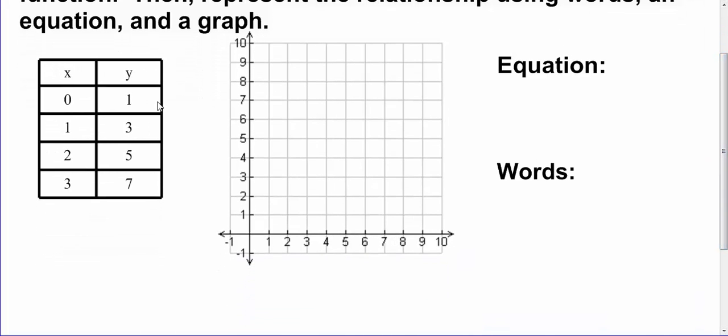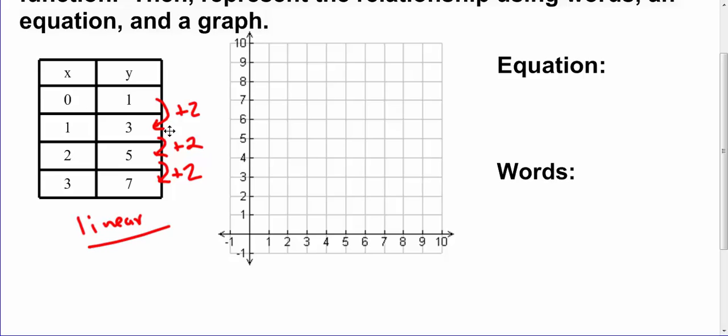Now I'll tell you this, the first thing I look at, if it says it's linear, I look at change. 1 to 3, that's plus 2. 3 to 5, that's plus 2. And 5 to 7, that's plus 2. That's a pretty strong hint. We do have to make sure that our x change is also constant and it's counting by ones, so we've got that. So I know this is linear already, just based on change.